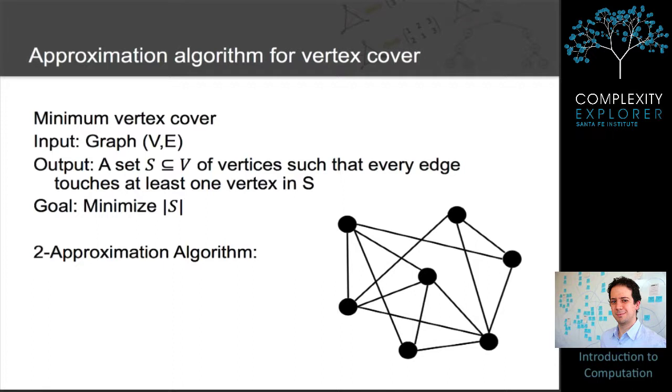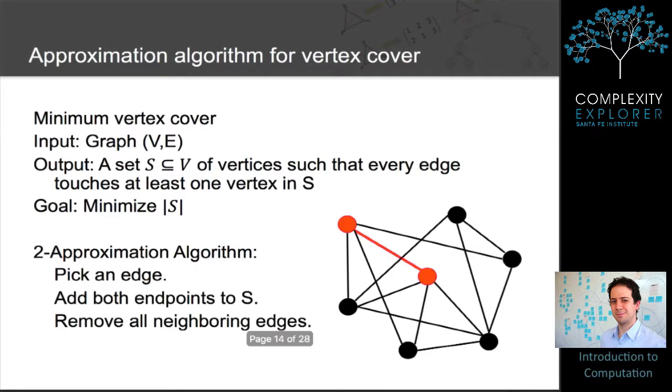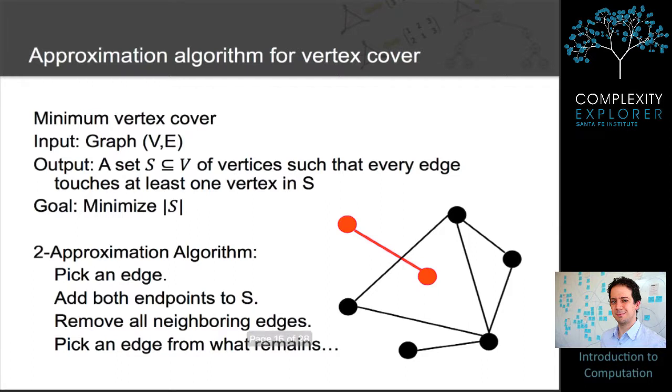So here's a simple two-approximation algorithm, meaning the output here is no more than a factor of 2 worse than the optimum. Start by picking an edge, any edge. Add both of the endpoints of that edge to S. Then remove all of the neighboring edges. Then pick an edge from what remains, remove all of the neighboring edges, and so on.